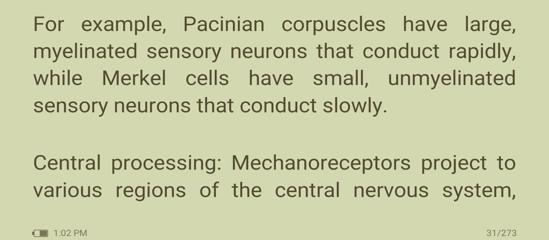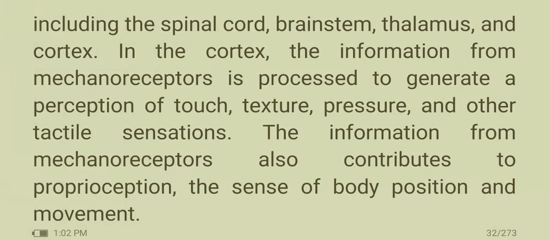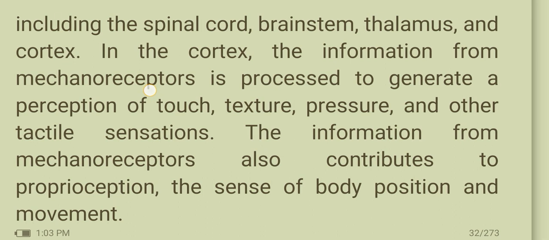Then central processing. Mechanoreceptors project to various regions of the central nervous system, including the spinal cord, brainstem, thalamus and cortex. In the cortex, the information from mechanoreceptors is processed to generate a perception of touch, texture, pressure and other tactile sensations. The information from mechanoreceptors also contributes to proprioception, the sense of body position and movement.